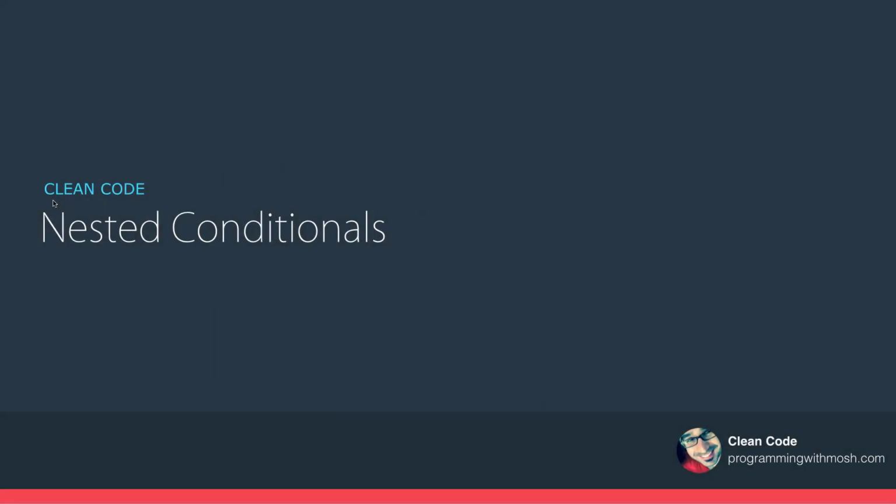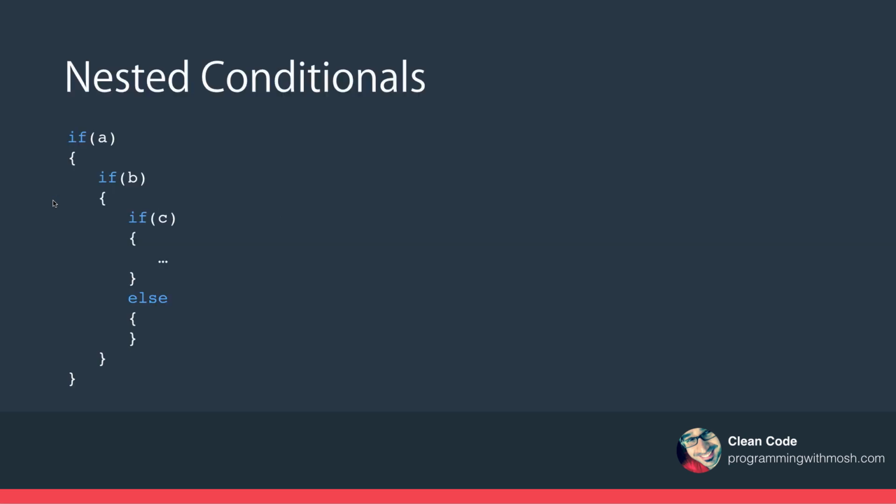Okay, nested conditionals. That's one of the code smells that I often see amongst junior and sometimes intermediate developers. So basically what I mean by that is a piece of code that looks like this. You have a bunch of if, else, and a switch in the middle and perhaps a loop.